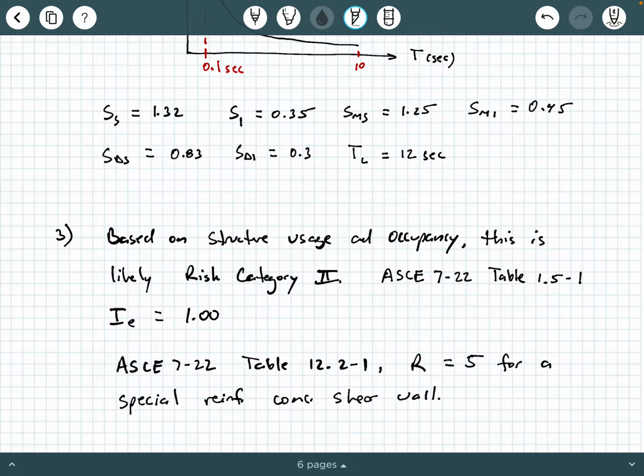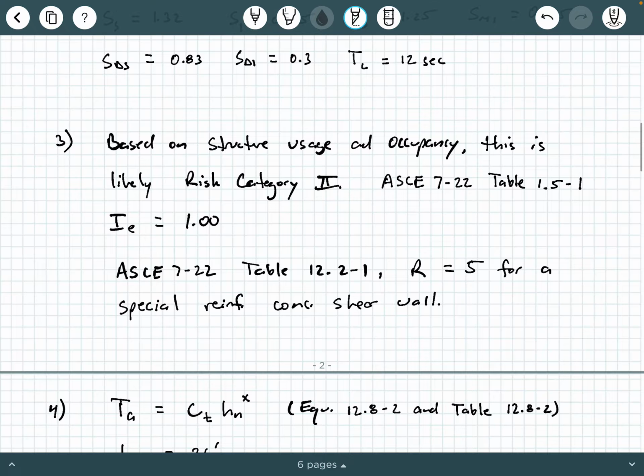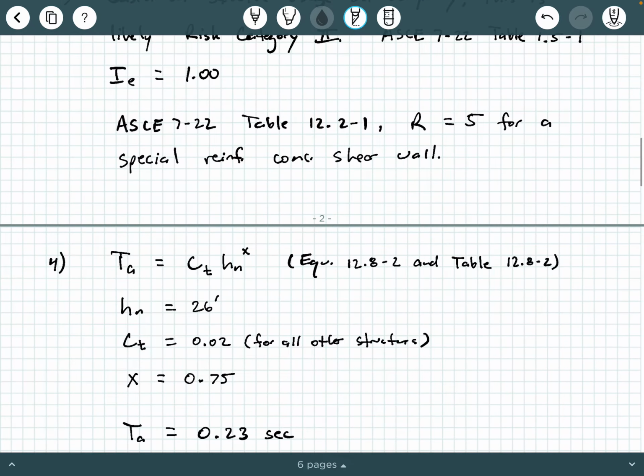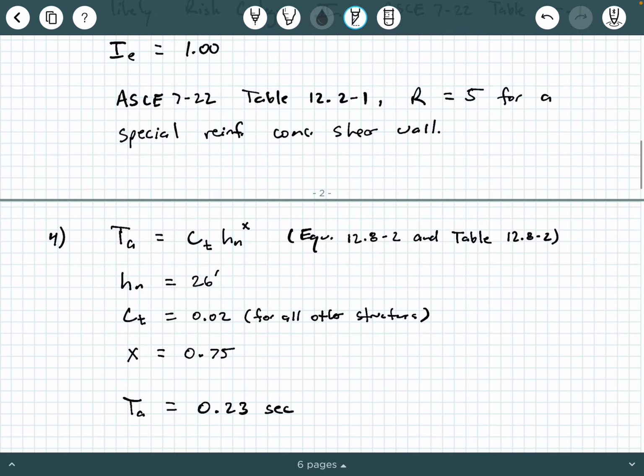So we're going to move on down. The next thing we're going to do is calculate the approximate fundamental period of our structure. We're going to be referencing equation 12.8-8, and then table 12.8-2 in ASCE 7-22.